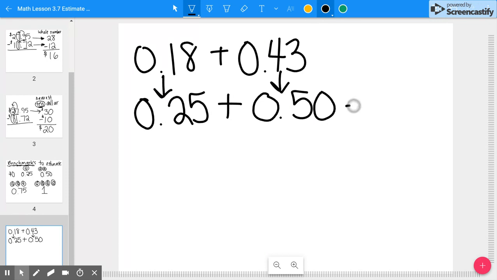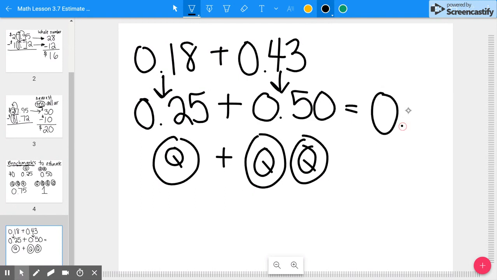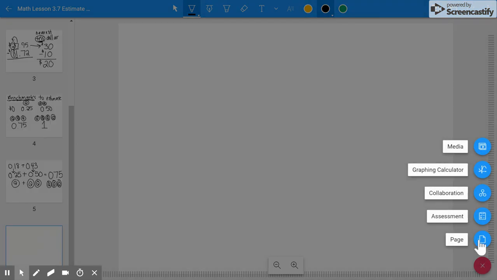So now when I add this, I'm thinking of money. I have 1 quarter and I'm adding 2 quarters. So this is really easy mental math. 25 hundredths plus 50 hundredths, 25 cents plus 50 cents gives me 75 hundredths, or if I'm thinking in money, it gives me 3 quarters, which is 75 cents. So let's try another problem using benchmarks.